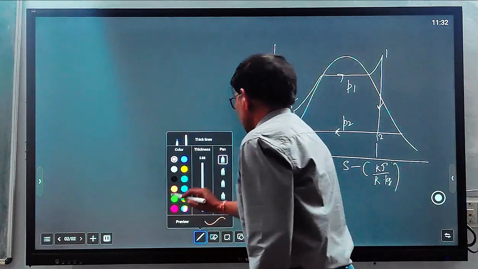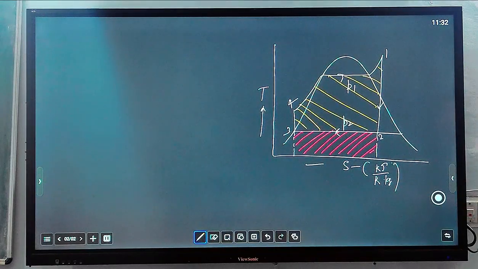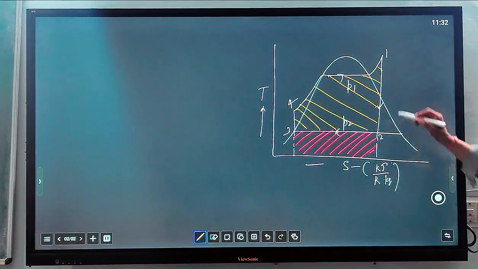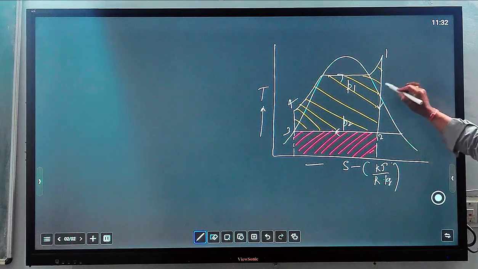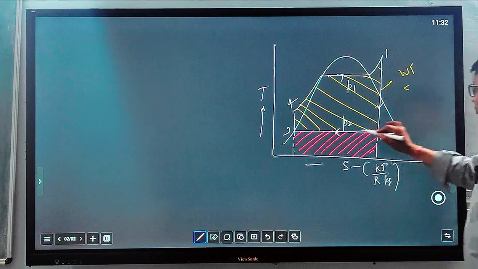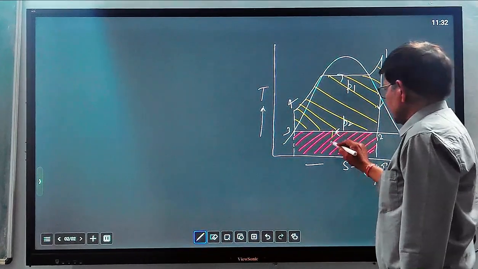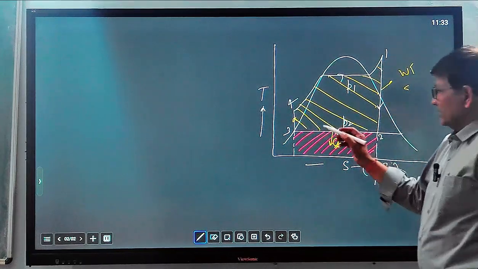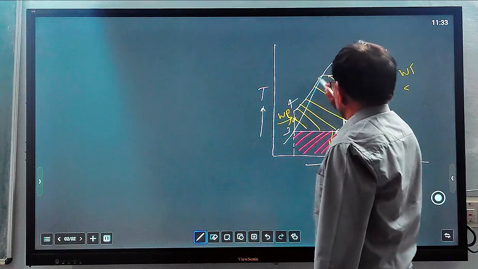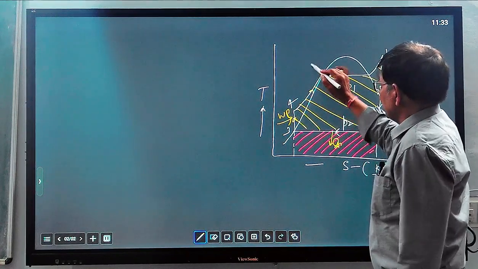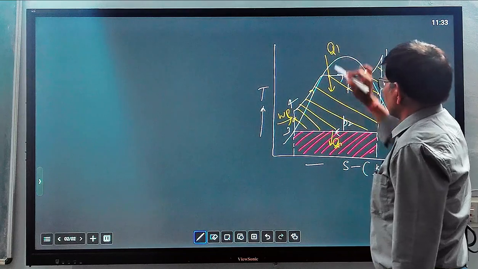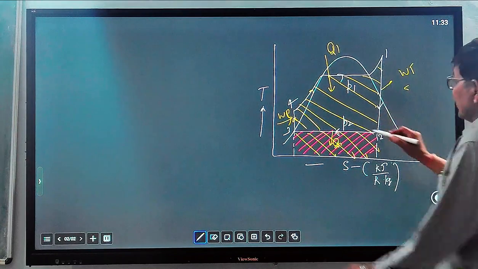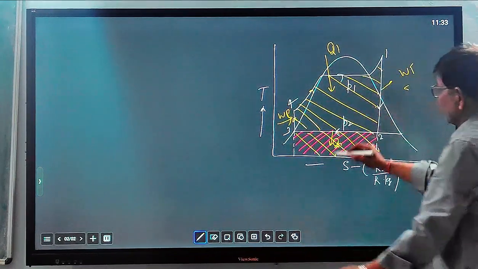Let us take another color. Process 1 to 2 is the expansion process, an isentropic expansion process in the turbine. So here you will get Wt. 2 to 3 is the condenser process. Here heat will be released, that is Q2. 3 to 4 is the pumping process. Here work is done, Wp. And 4 to 1 is a constant pressure heat addition process. So Q1 is supplied, and Q1 will also include the area up to this point.